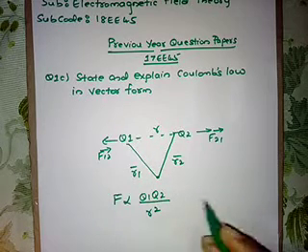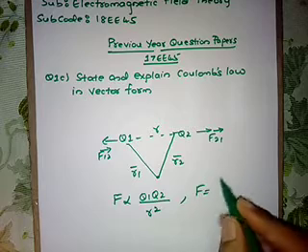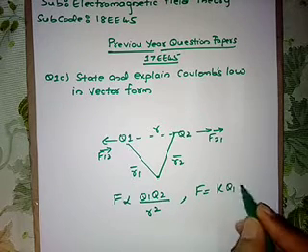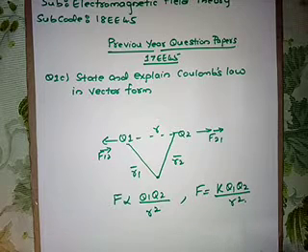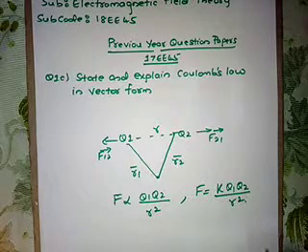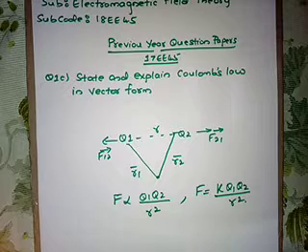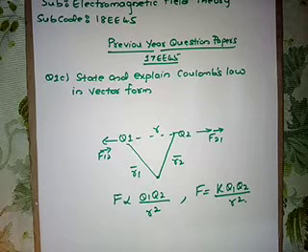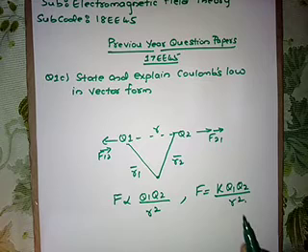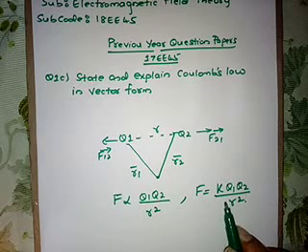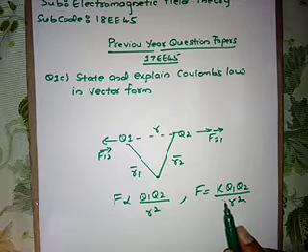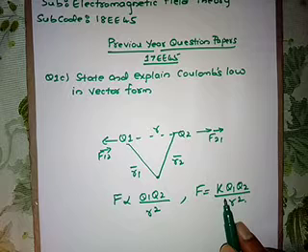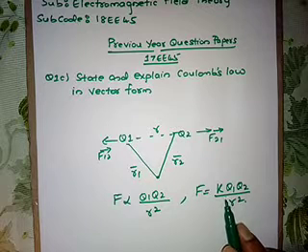So here I can write F is equal to K into Q1 into Q2 divided by r square, where K is called the constant of proportionality. Then this K depends on the medium in which the two charges are present.